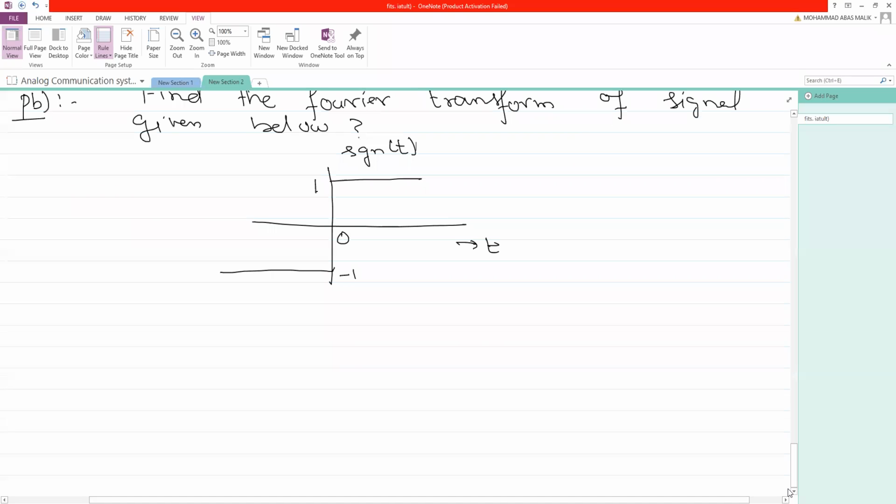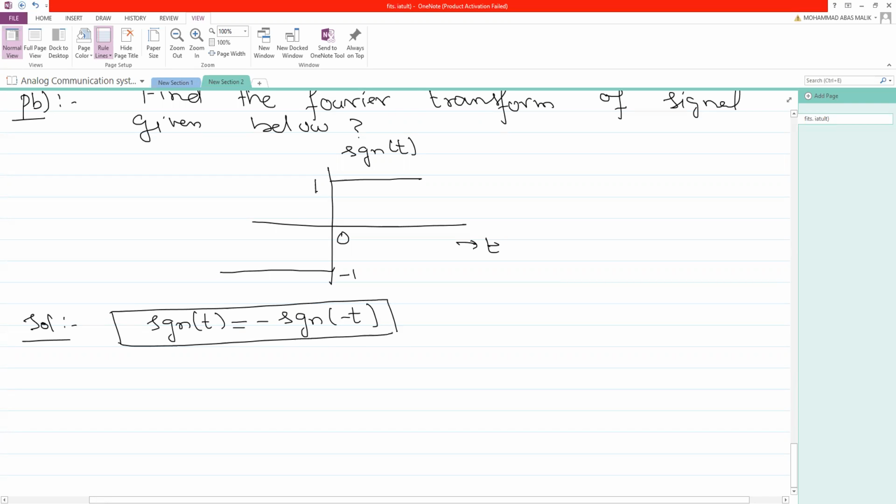Roll number 8, is this an even signal or an odd signal? Sir, odd. Well done. How can you conclude this is an odd signal? By definition, signum of t is equal to signum of minus t. This is by the definition of an odd signal.